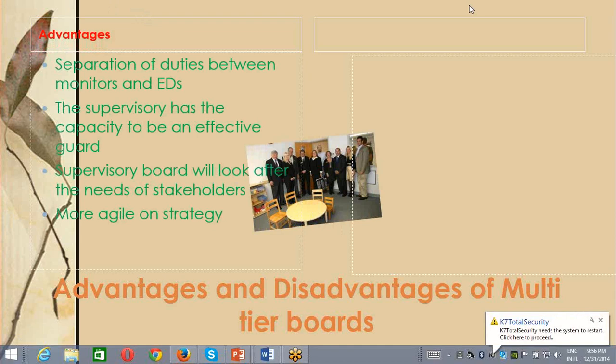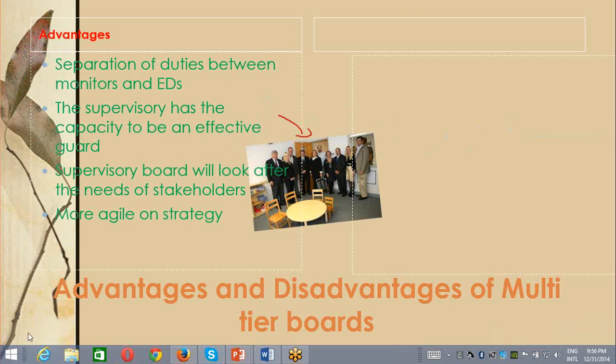So they are the policy decision people, and they are very agile on the strategy. They are very, very alert on the strategy. They are very focused on the strategy. So they will direct these fellows, the second board, to achieve the strategy all the time. So that is what a supervisory board will do. So that's the advantage of having this 2-tier board.